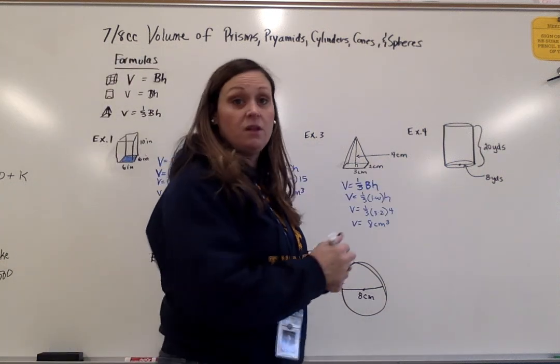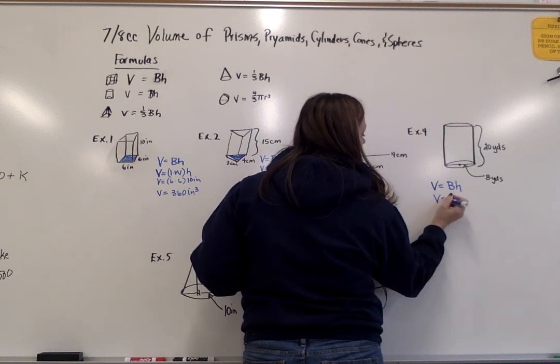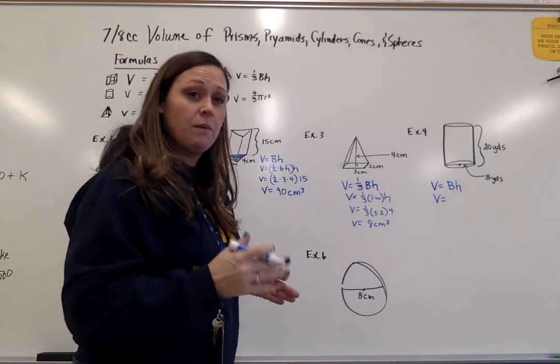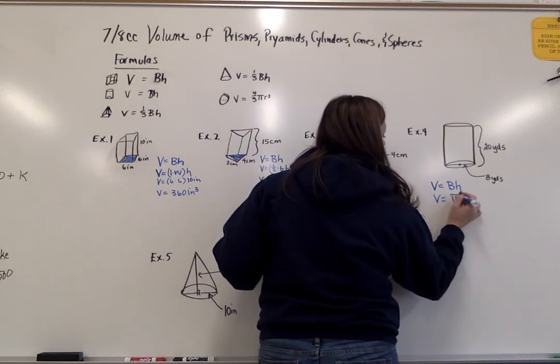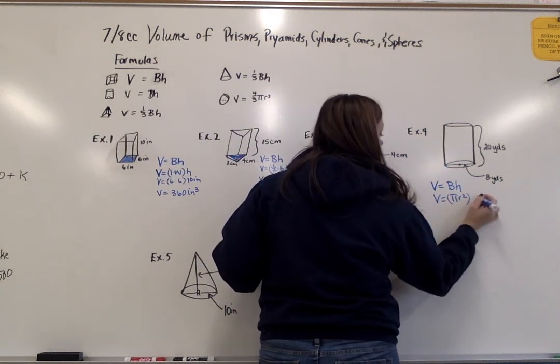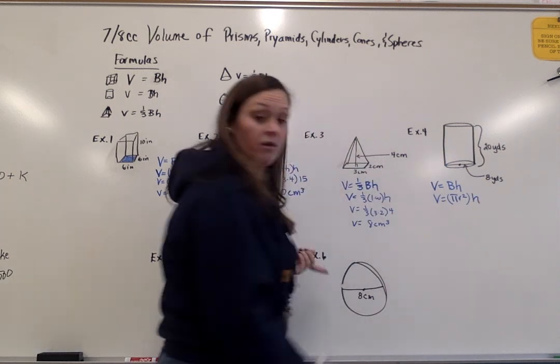All right, we're here at a cylinder, and my formula for cylinder is base times height. The base area represents the base of this cylinder, which is a circle, and I need to know that pi r squared is the area of my circle, and then my height is my regular height.